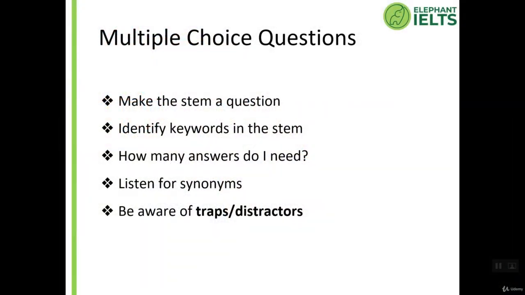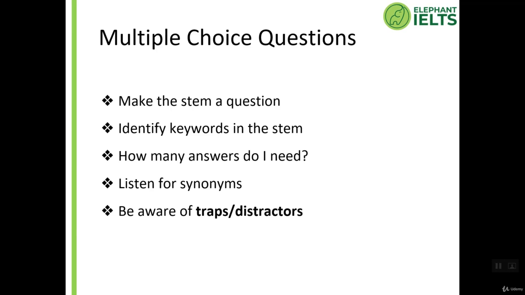Let's look at the first kind of multiple choice question. For multiple choice questions, you're given time before each set of questions to read them. Use the time you have to underline keywords in the stem of the question and in the options. Sometimes it helps to make the stem a question, as this helps you to listen for the answer to that particular question. But the most important tip I believe in listening is to look out for traps.